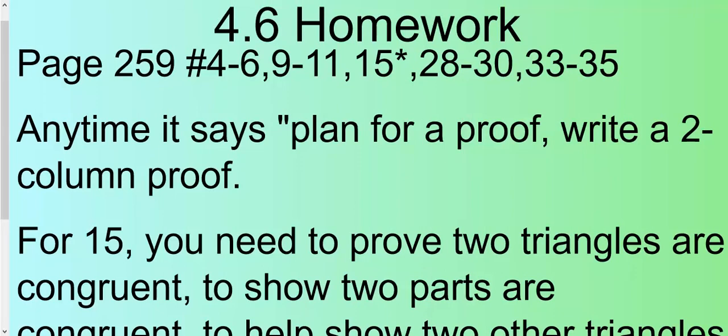Anytime it says plan for a proof, I want you to write a 2-column proof. Okay? And that happens a lot throughout the year. So just that statement goes for every section. If it says write a plan, I want you to prove it.